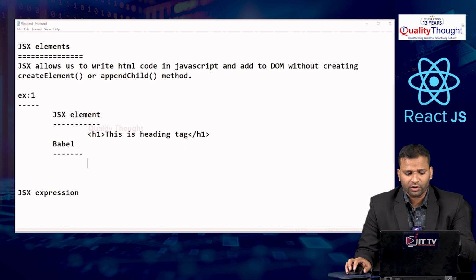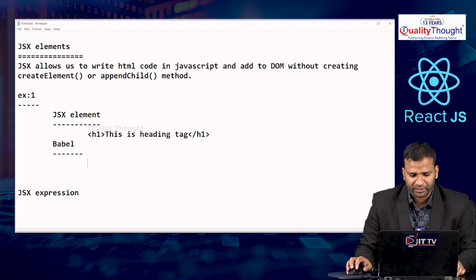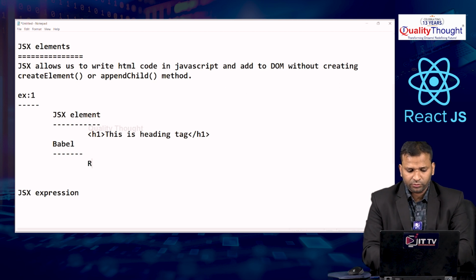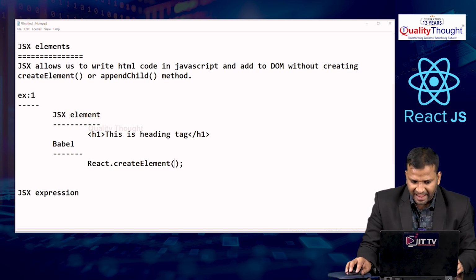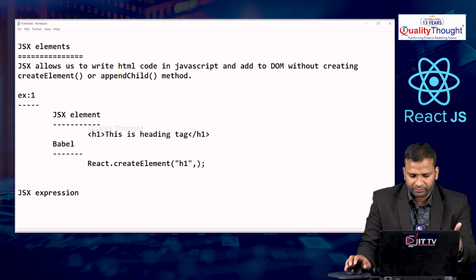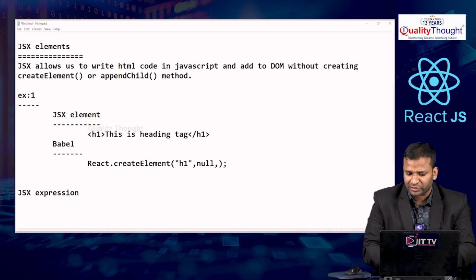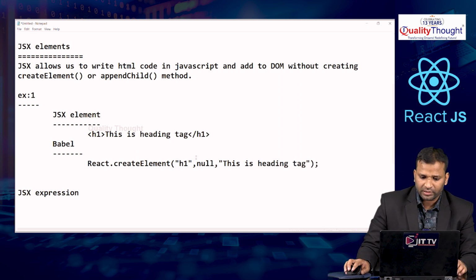And suppose you want to create the Babel code for this element. What we need to do is take the React.createElement method, and here we need to give the tag name first. What is my tag name here? H1. So in double quotation marks, I need to give H1. Then here we don't have any attribute, so we need to give null. Then what is my children? Children is this is heading tag. So like this we need to give.